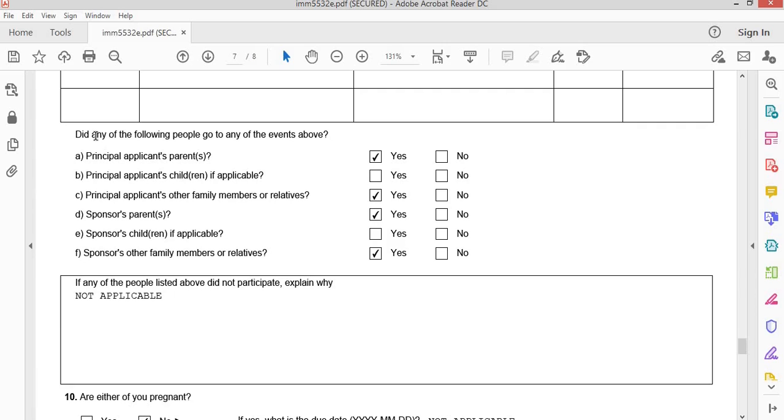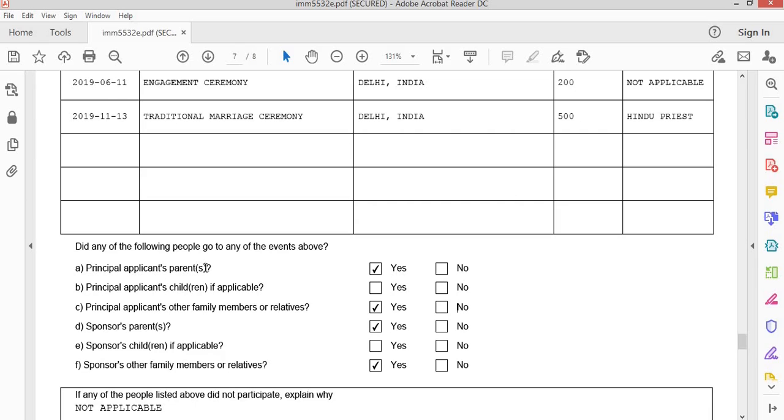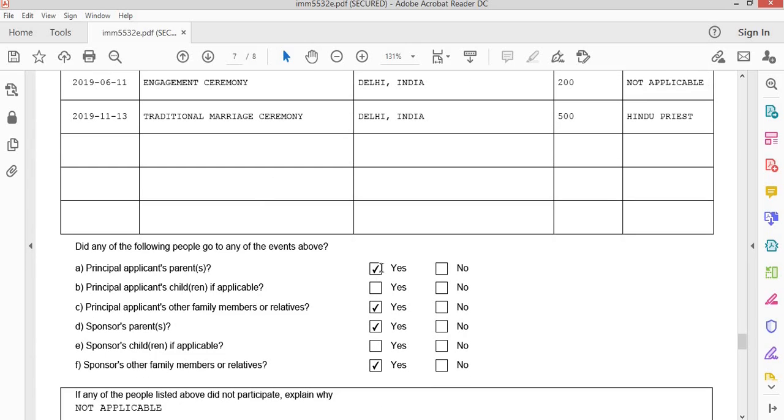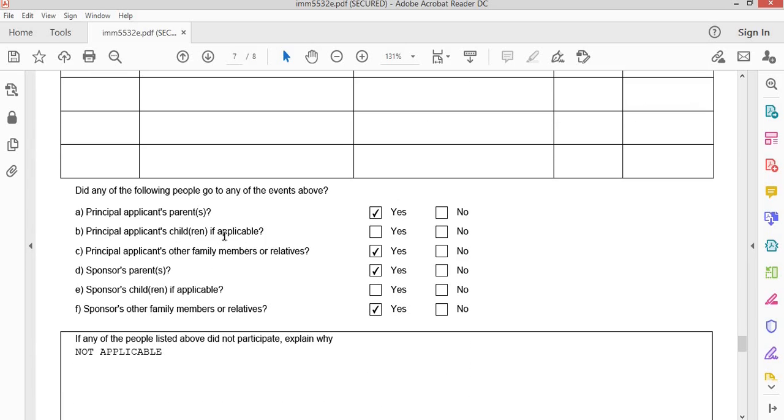Another part of this question is, did any of the following people go to any of the events above? So be careful when you're answering this. If principal applicant's parents were there in the events that you have mentioned over here in the table, then mark it as yes. Next is principal applicant's children, if applicable. If the principal applicant has children, they can mark it accordingly. If not, you can leave it blank. Then is principal applicant's other family members or relatives. You can mark it according to you, which is yes or no.